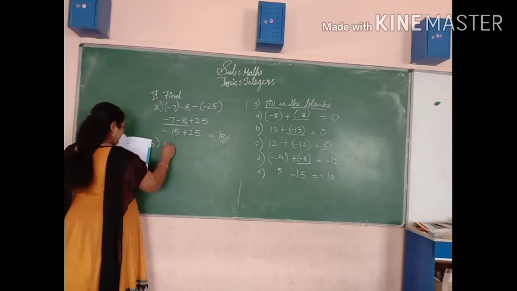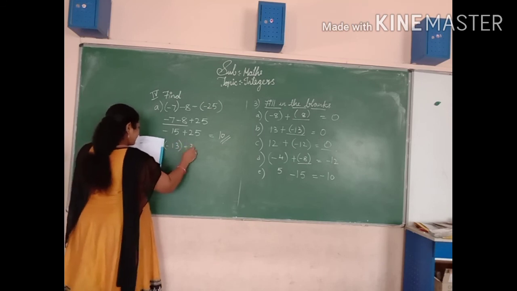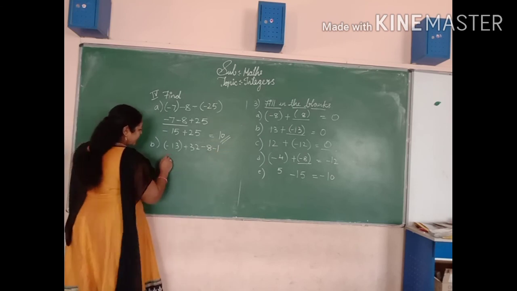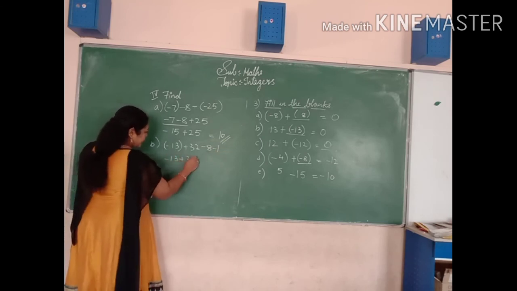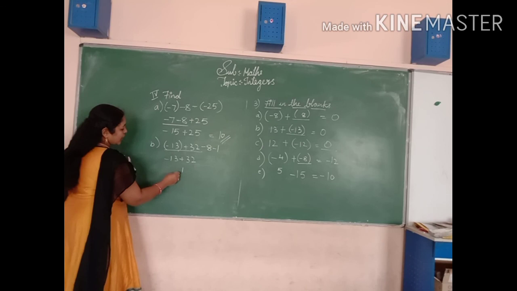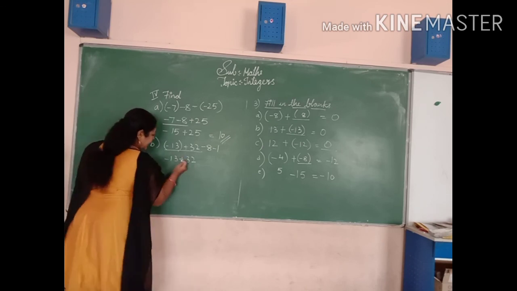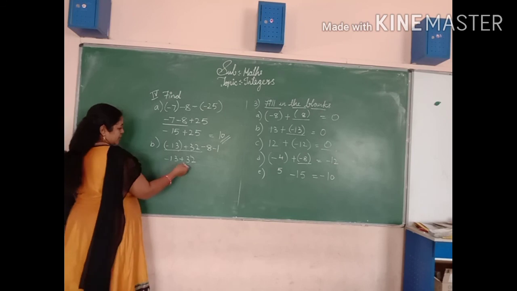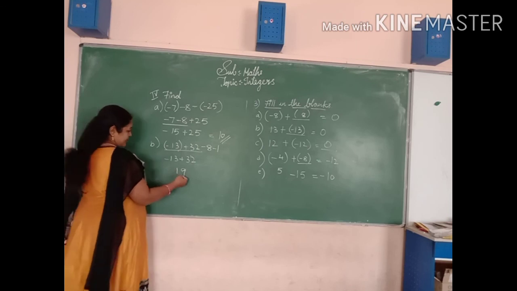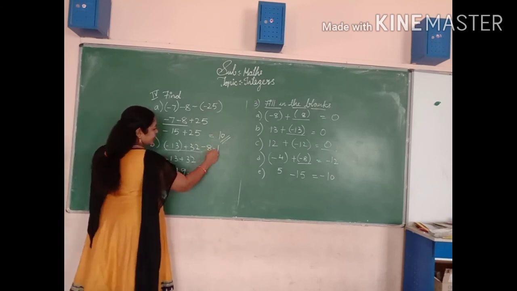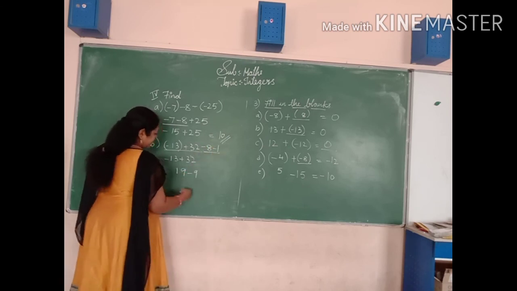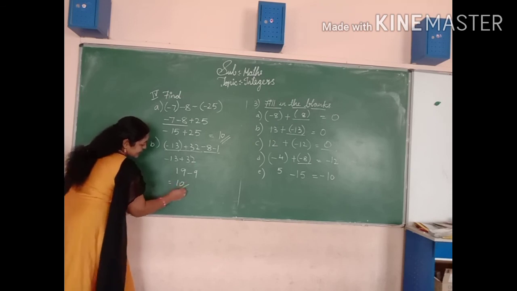Take B, minus 13 plus 32 minus 8 minus 1. So let us take minus 13 plus 32. These are two numbers. So here we have 32 minus 13, 19. So you have plus 19, minus 9. So we can add these two, minus and minus, minus 9. So therefore you will get 10 as the answer again.